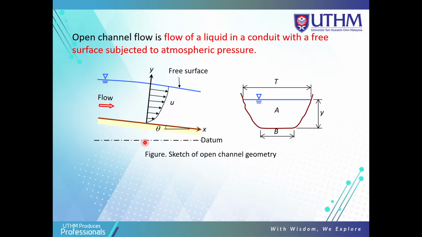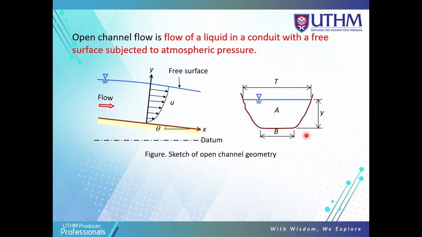This is a sketch of open channel geometry. So we just look at here. This is the flow, this is the free surface, and this is the datum. This is the channel geometry. The water flows from this part in these directions. T is the top width, A is the area of this channel, B is the bottom width of this channel, and Y is the flow depth of this channel.